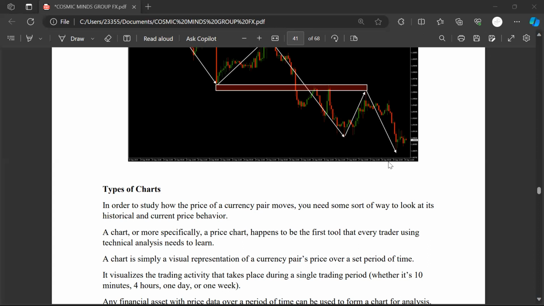A chart is simply a visual representation of a currency's price over a set period of time. It visualizes the trading activity that takes place during a single trading period, be it 10 minutes, 4 hours, 1 day, or 1 week. We also look at the time frame. I think we have already looked at that. And you look at the type of traders. I think that will be the next episode. So that is it.